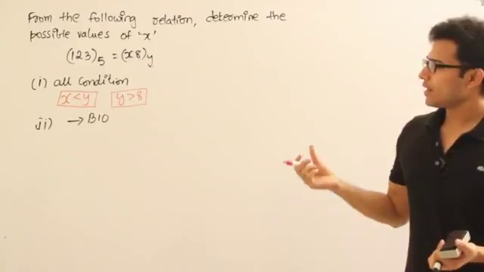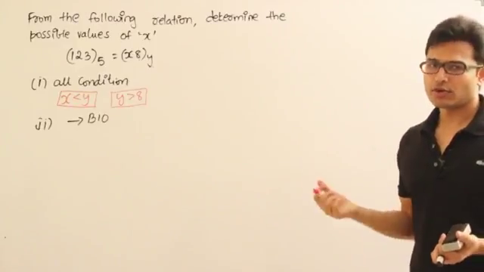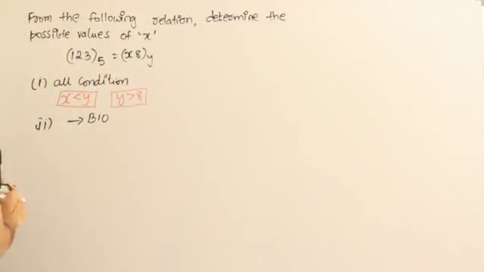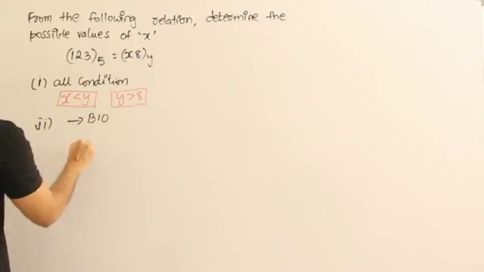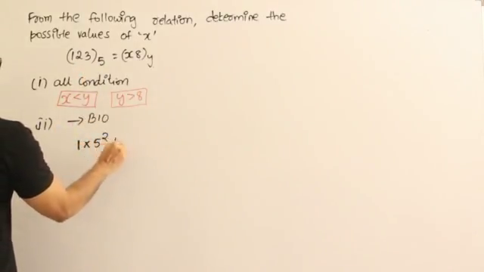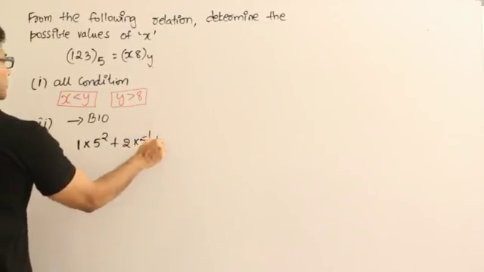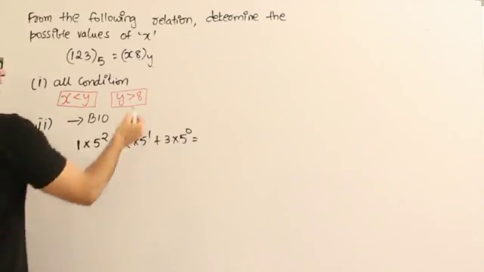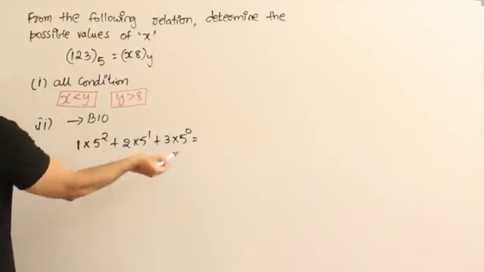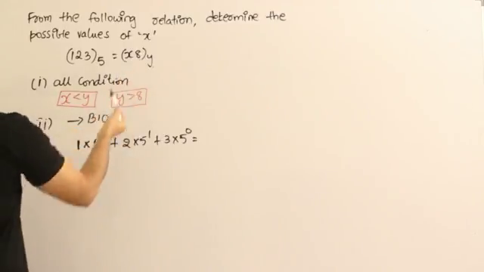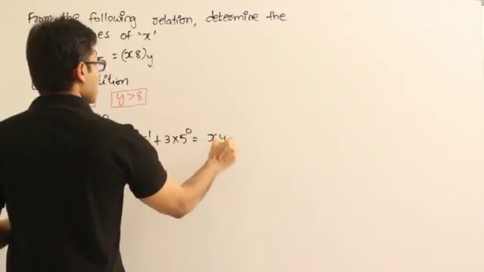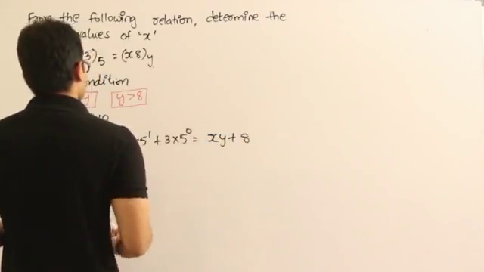And what is the next step? Convert everything to base 10 and then solve and simplify. So how can I convert everything to base 10? Watch it. The given equation is 123 base 5, which is 1 into 5 power 2 plus 2 into 5 power 1 plus 3 into 5 power 0, when expressed in base 10. And what about x8 base y when expressed in base 10? It is xy plus 8.